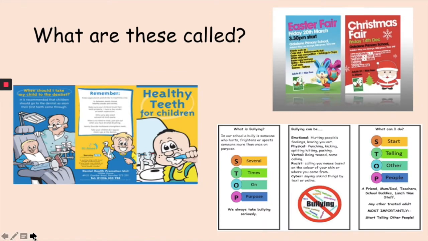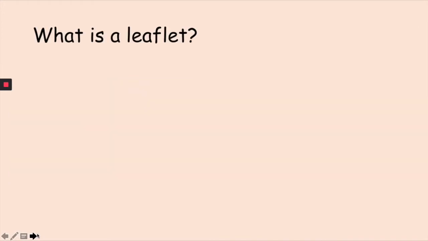Now, what are these things called that are on the screen now? There's a special name for them. Pause the video and see if you can work it out. The answer is they are called leaflets. But what is a leaflet? If you know, tell your adult.